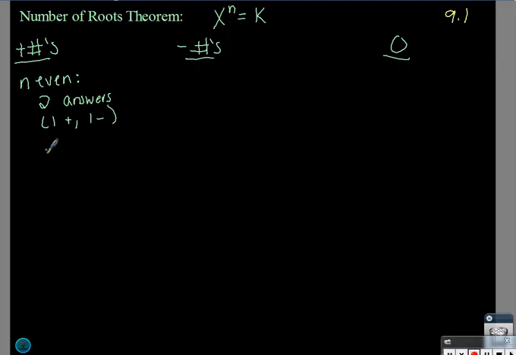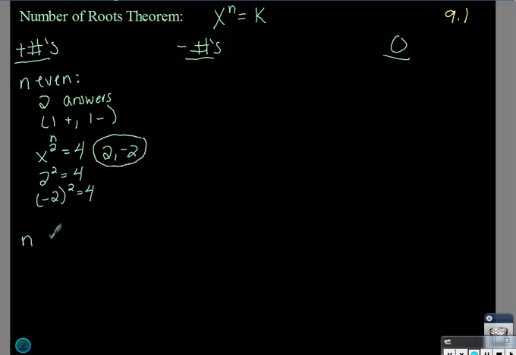answer. So for the example, we could say x squared equaling 4. So my n here is 2, and I want to know what number squared equals 4. Well, 2 squared is equal to 4, but negative 2 squared is also equal to 4. So my two answers are 2 and negative 2. So basically a plus or a minus an answer.